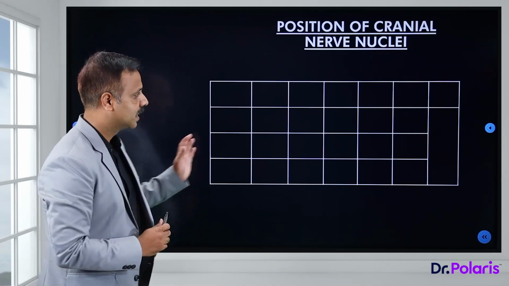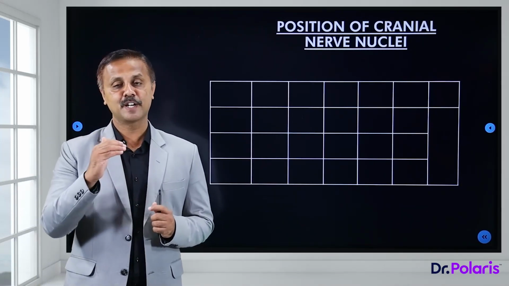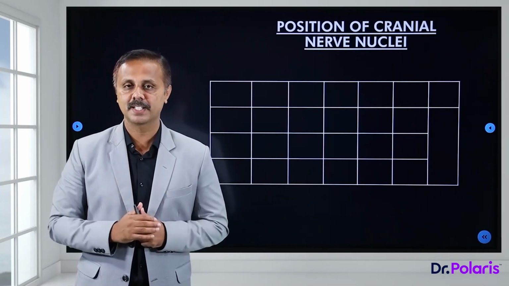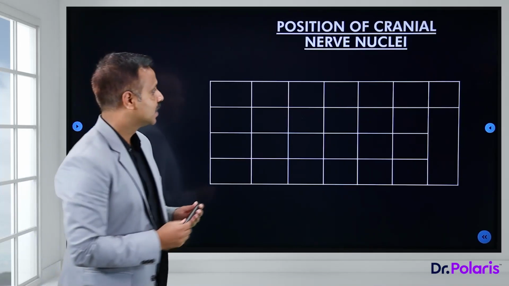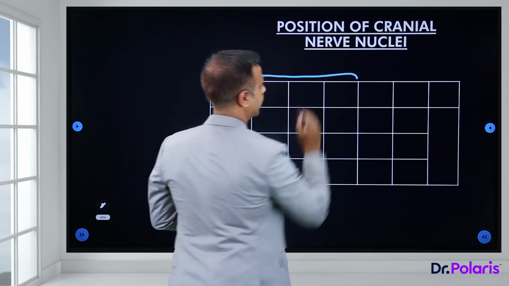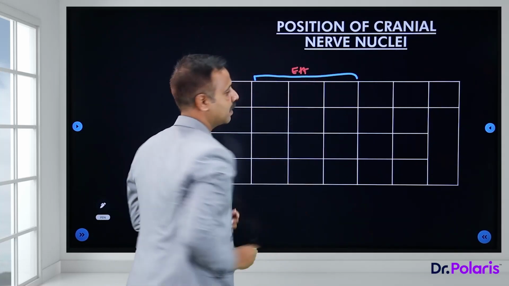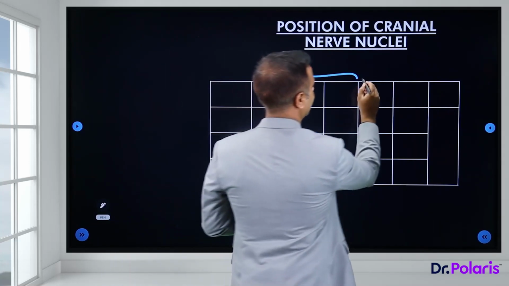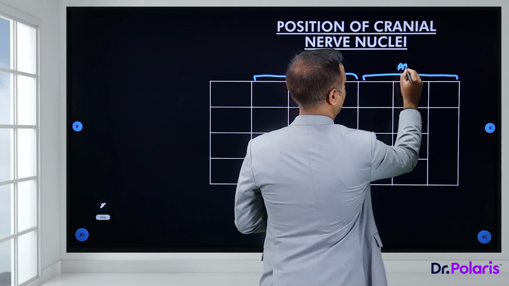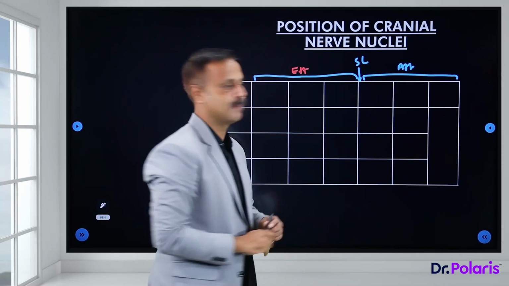Let's use this tabular column to simplify the position of cranial nerve nuclei in different parts of the brainstem. At the same time, we will try to identify what functional components they are associated with. So what we'll do is, we will use this part to write about the efferent columns. We will write all efferent columns here, and then we will write all afferent columns here. So what does this represent? Let's say this represents the sulcus limitans.